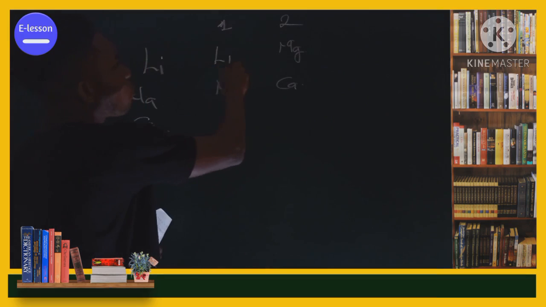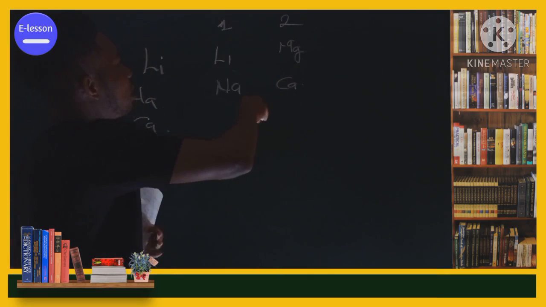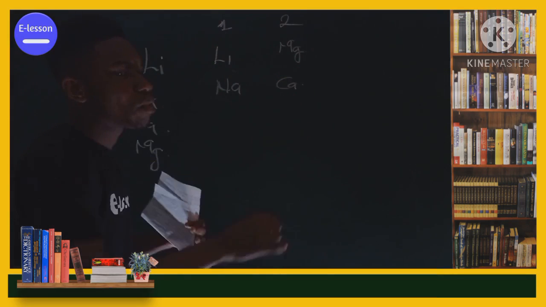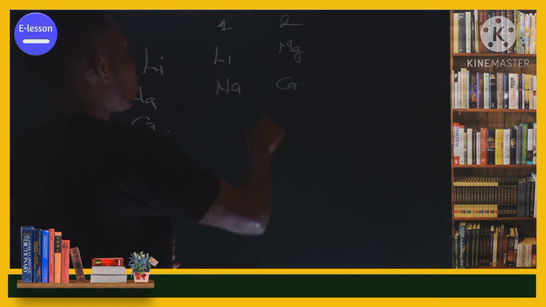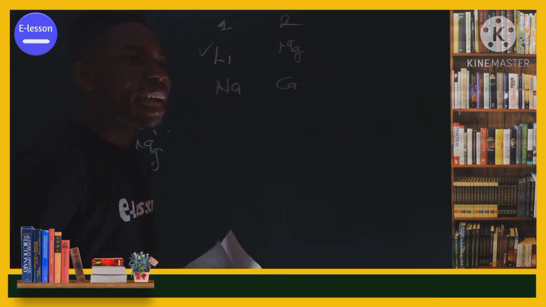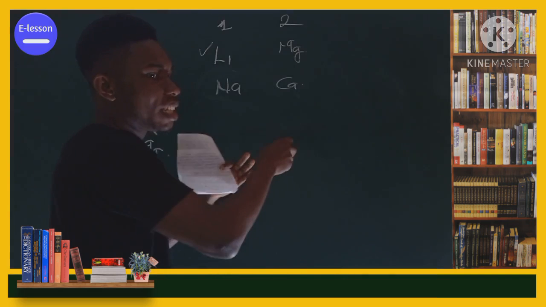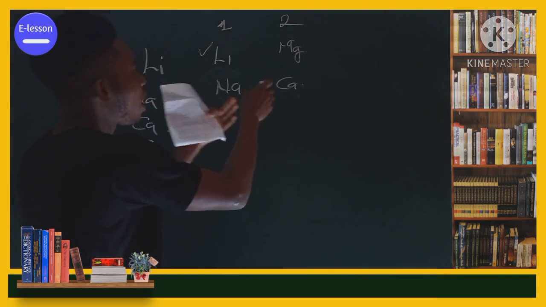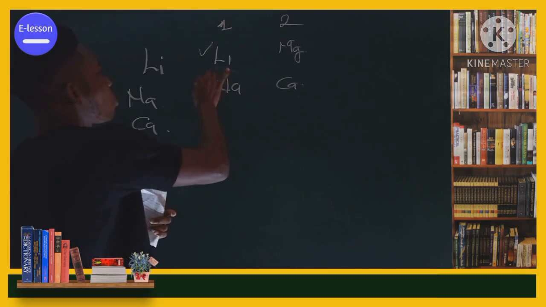Now as you go from left to right, lithium has the highest, because we said as you go from left to right, the atomic radius does what? Decreases. So in this case, lithium has the highest from left to right. Now from here to here, sodium has the highest. Reason being that from left to right, it decreases. So if it decreases from left to right, that means this one has the highest.